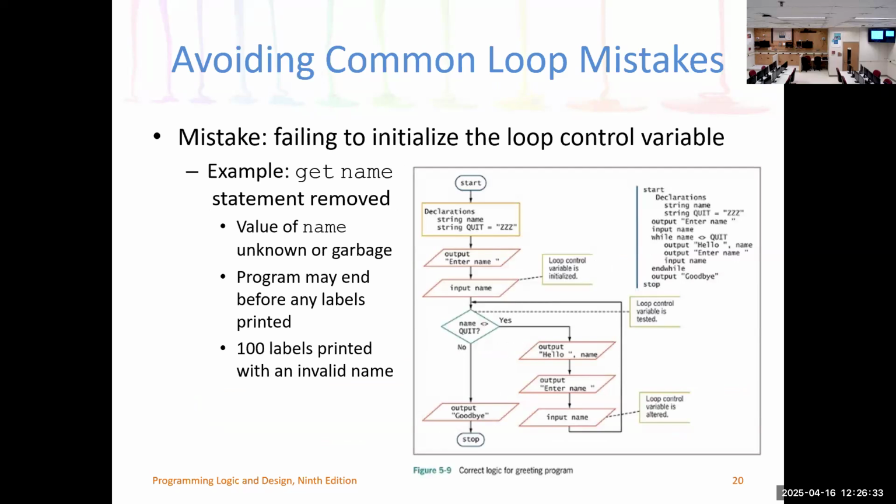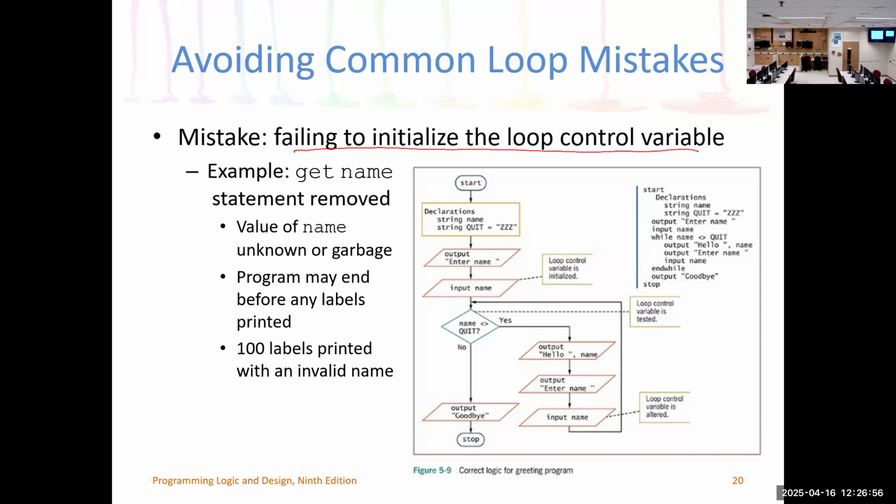Now, some of the mistakes you can make with the loop. One of the most common mistakes is failing to initialize the loop control variable. That's why with the while loop, you have to initialize before you go to the loop, or with the for loop, you have to initialize the counter here. Otherwise, you have a problem.